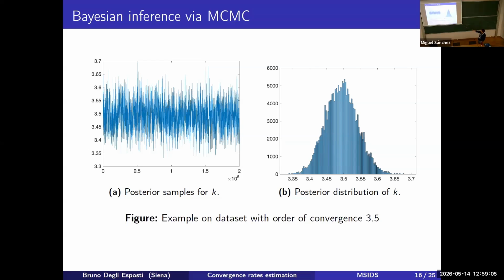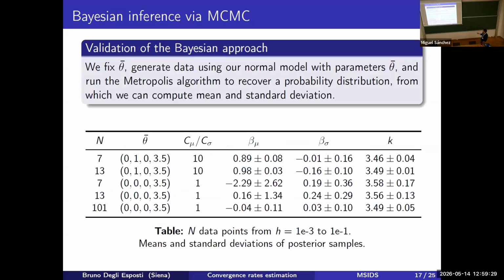And this is what the posterior distribution looks like for K. And you see the peak at 3.5, and basically the support doesn't reach 3 or 4. So if we have something like this, I think we can be quite confident in saying that the order of convergence is 3.5, or at least we know what the uncertainty is because we've quantified it.